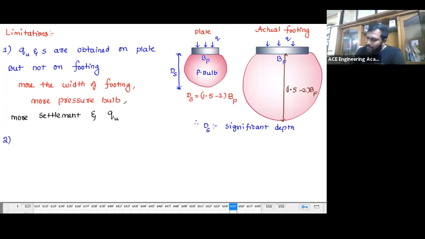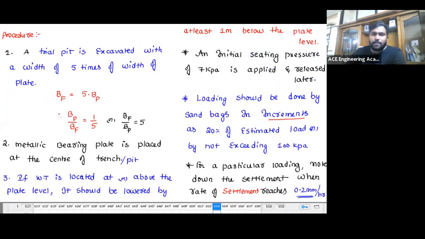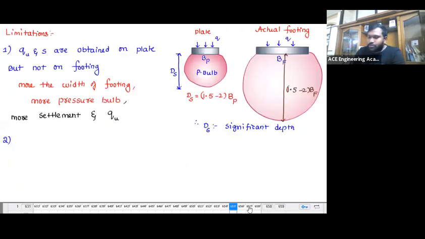And the second one is, is this test a short-term loading test or a long loading test? Is it a short duration test or a long duration test? Can you please tell me? Very good. Short-term duration test.